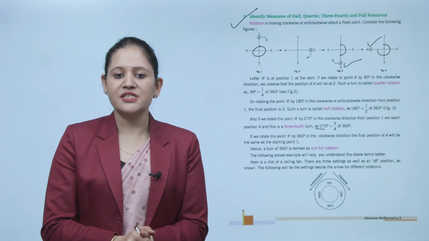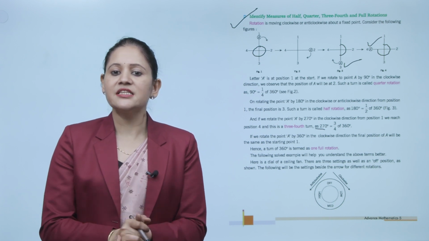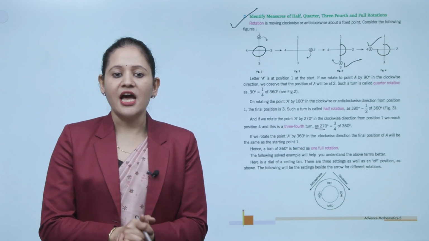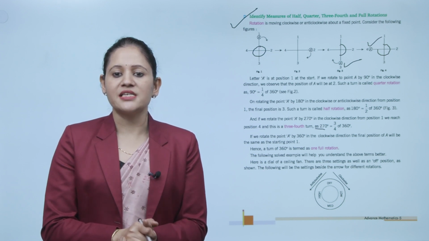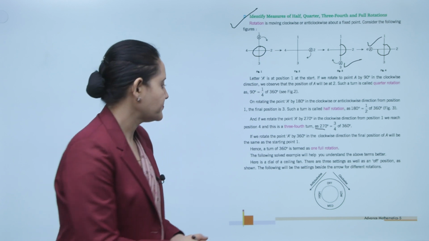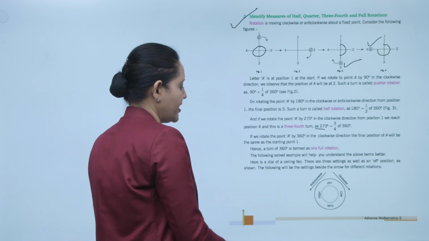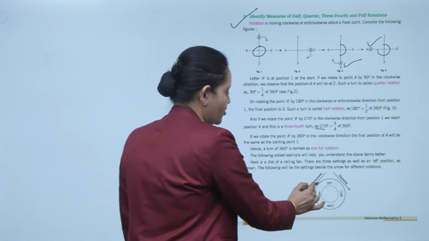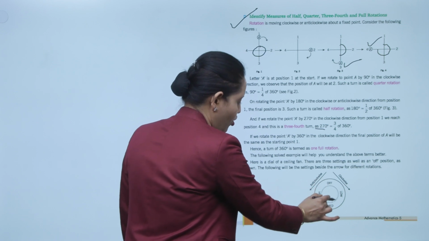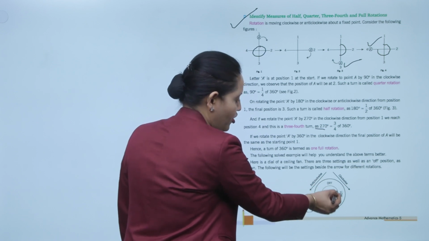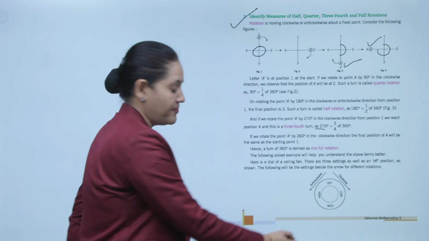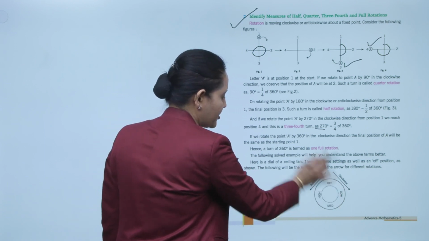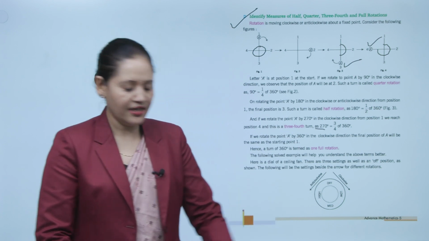Here is a dial of a ceiling fan. There are 3 settings as well as an off position. As shown, the following will be the setting beside the arrow for different rotations. This is clockwise and this is anti-clockwise. So, we start from the off position, then low, medium. Low means 1/4 rotation, medium means half rotation, then 3/4 rotation is high and full rotation is again off. Clear?